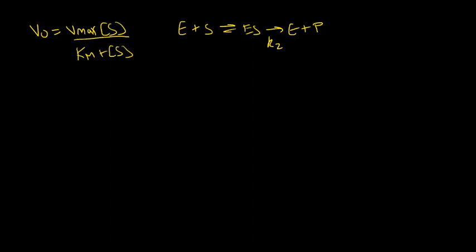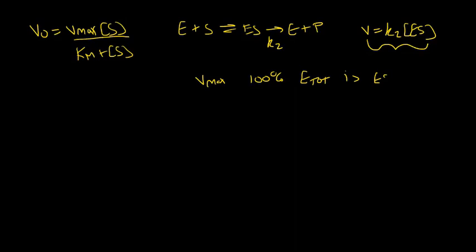Since K2 is the rate limiting step, then we know the rate of this reaction, which let's go ahead and call V, is equal to K2 times the concentration of the enzyme-substrate complex. So this is our rate law, governed by our rate determining step. Vmax, we said, occurred when 100% of the enzyme, so E tot, is in the form of our enzyme-substrate complex. So we've maximized the concentration of the enzyme-substrate complex.